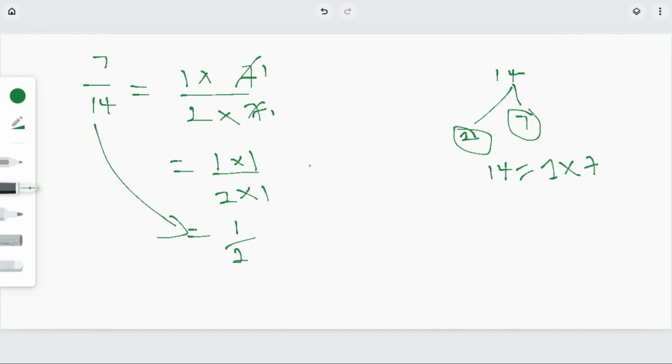So if you're not clear with this one, just go back and make sure you do all the exercise. You can go back, write this 7 over 14 out and do it yourself, and just make sure you cross check whether you get the answer or not.